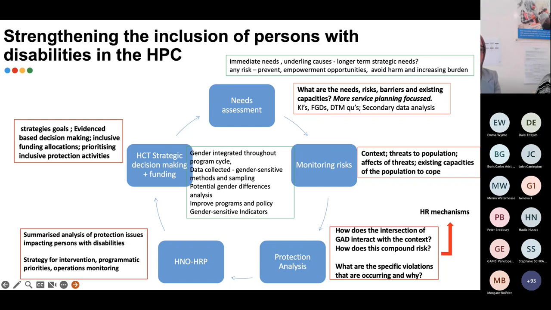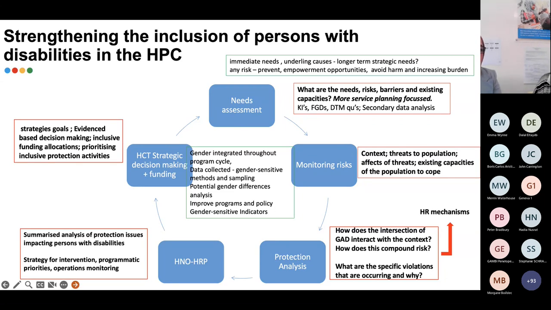So we can summarize analysis of protection issues impacting persons with disabilities and put some strategic intervention and programming, sustaining the capacities and the resilience of the population, not having the short or immediate need response. Then taking the strategic goals and evidence by sharing also and showing and monitoring how these inclusive actions were implemented, and for sure that inclusive funding and allocation and priorities of protection activities should be taken into account.